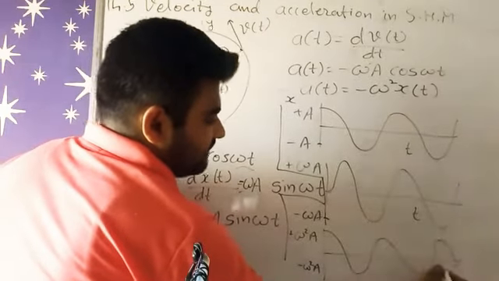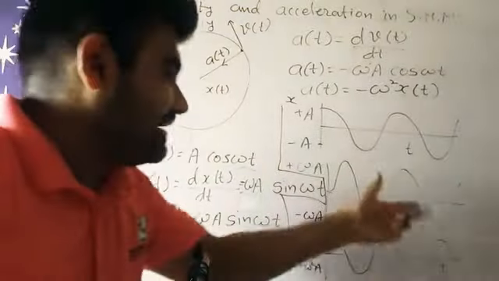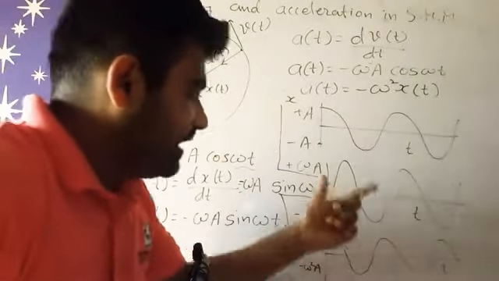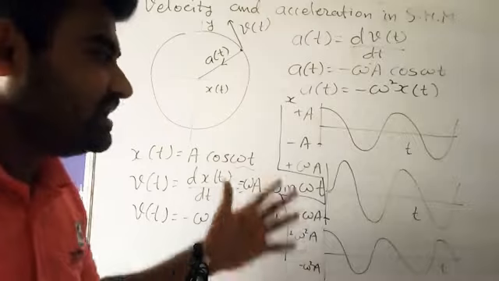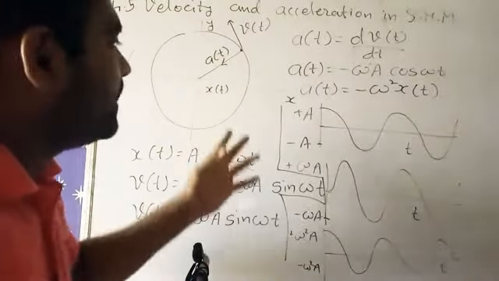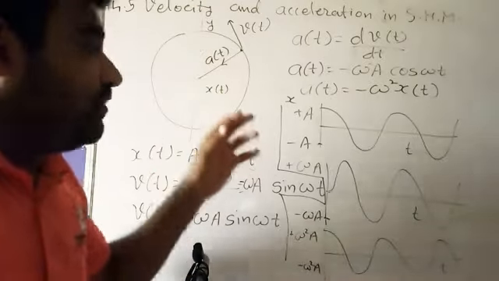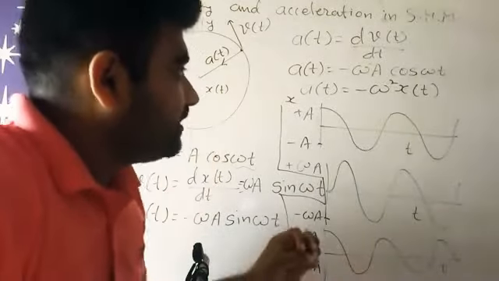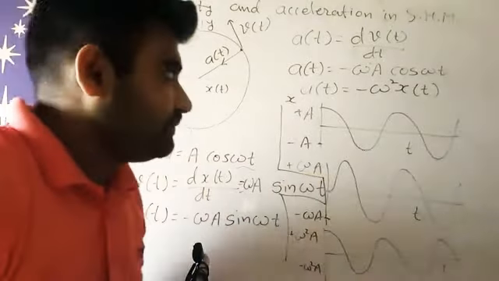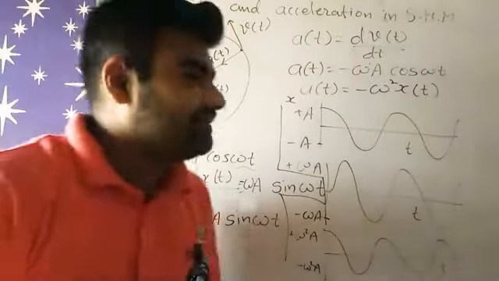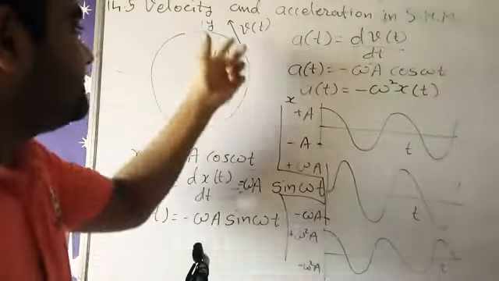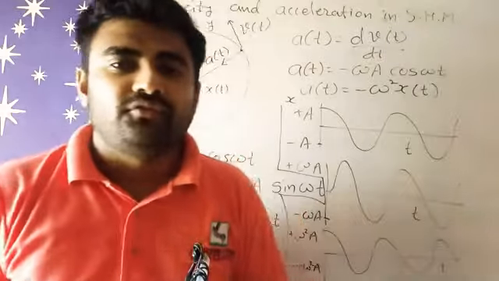All graphs have the x axis as time t. So this is how displacement, velocity and acceleration change with time in circular motion. Velocity, acceleration and displacement are all correlated with each other through some time function. So that's our velocity and acceleration in SHM. Here we take SHM as circular motion, right? So that's it for today.